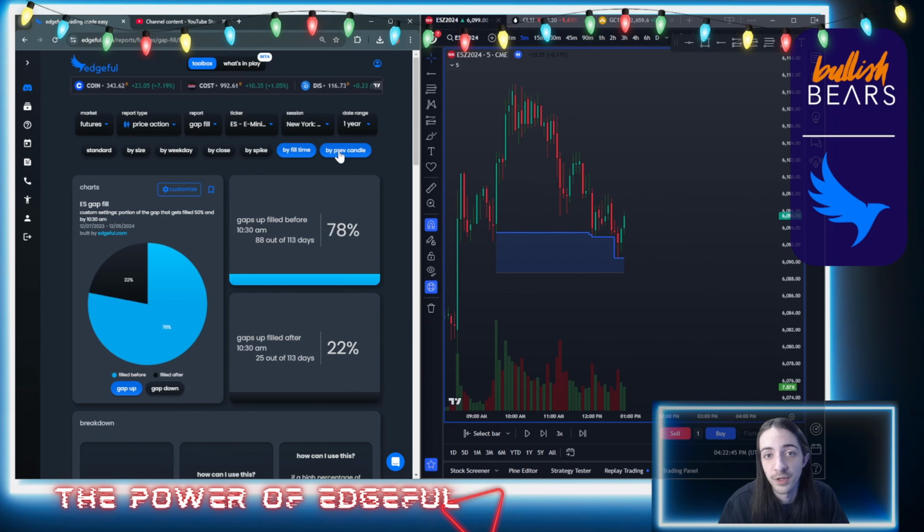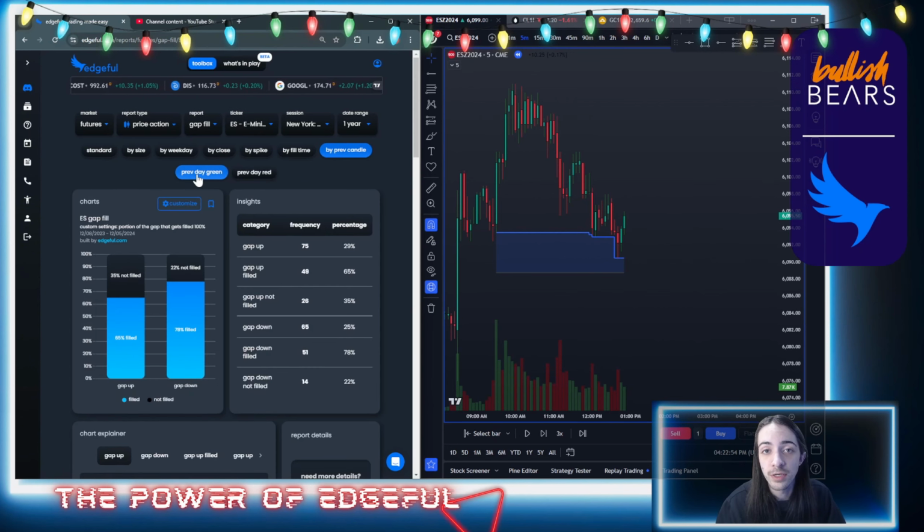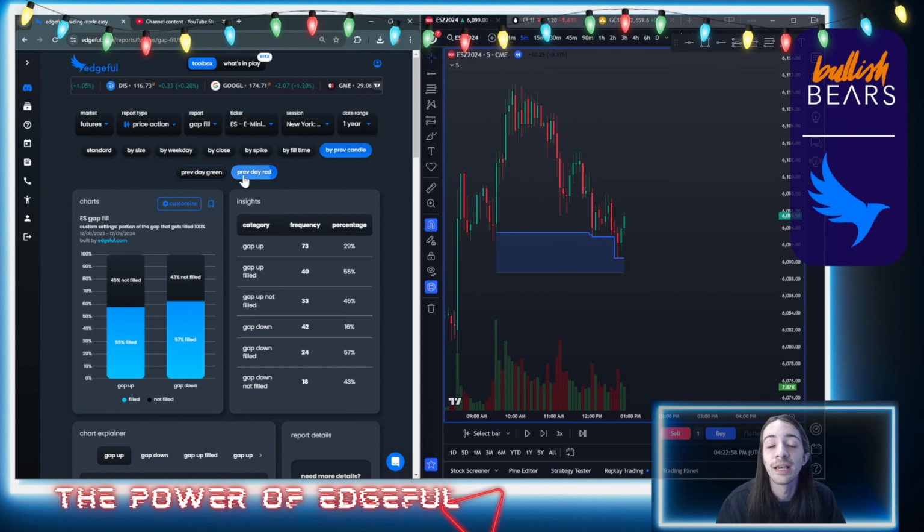And we could also even look by previous candle. By previous candle, what that means is, was the previous daily candle a green candle or a red candle? And again, as we see, we get different results varying on if we have a red or green day in the past.